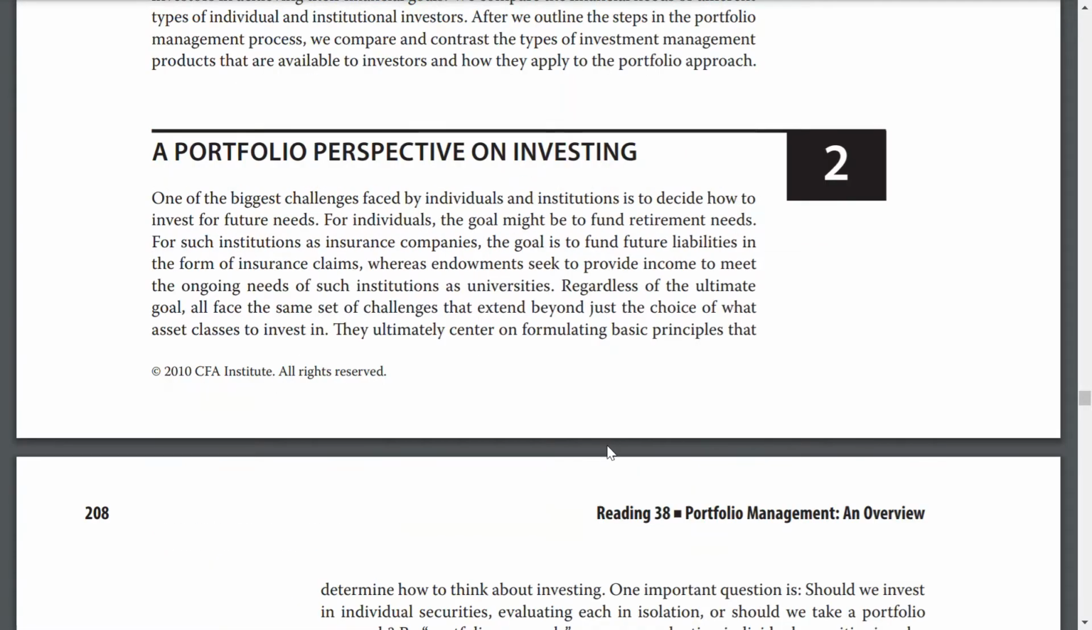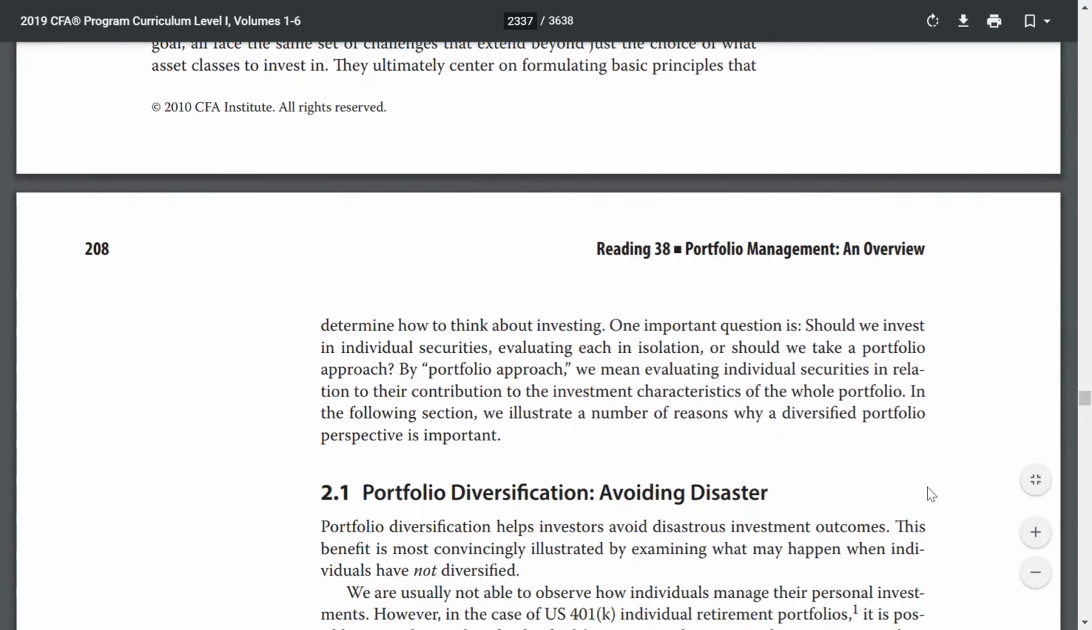One of the biggest challenges faced by individuals and institutions is to decide how to invest for future needs. For individuals, the goal might be to fund retirement needs. For institutions such as insurance companies, the goal is to fund future liabilities in the form of insurance claims, whereas endowments seek to provide income to meet an ongoing need of institutions such as universities. Regardless of the ultimate goal, all face the same set of challenges that extend beyond just the choice of what asset classes to invest in. They ultimately center on formulating basic principles that determine how to think about investing.